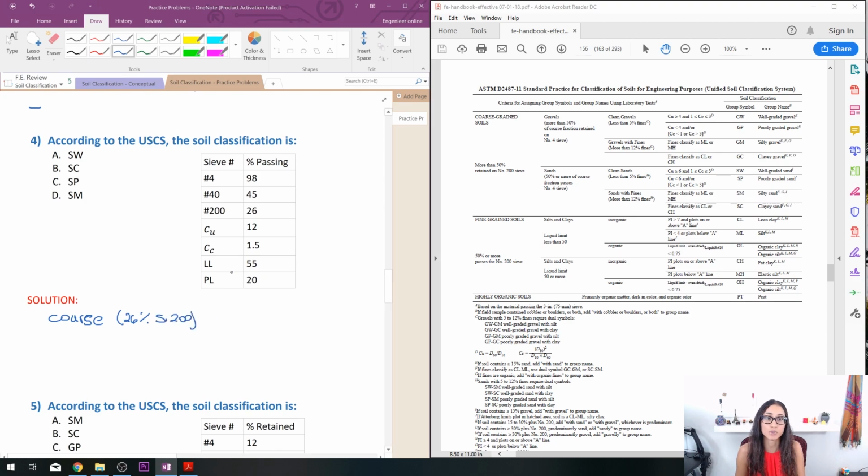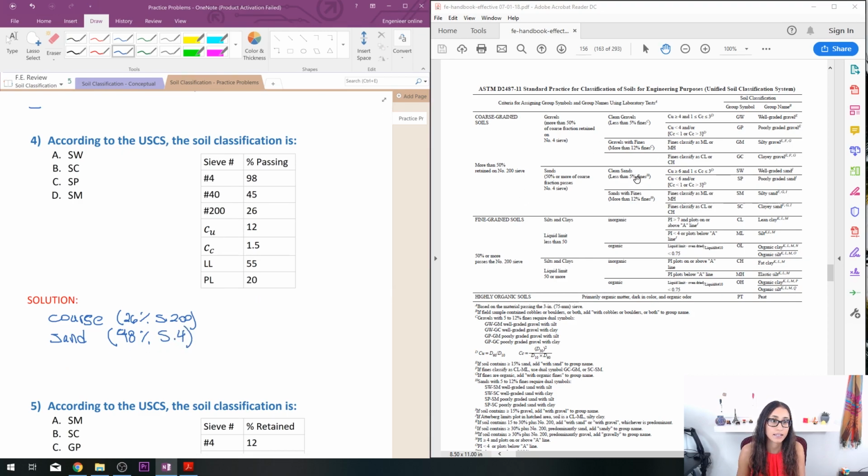Next, we're going to look at sieve number 4. I have 98% that passes the sieve. Here I have 50% or more passing number 4, so it's going to be sand again. I have sand because 98% passes sieve 4.